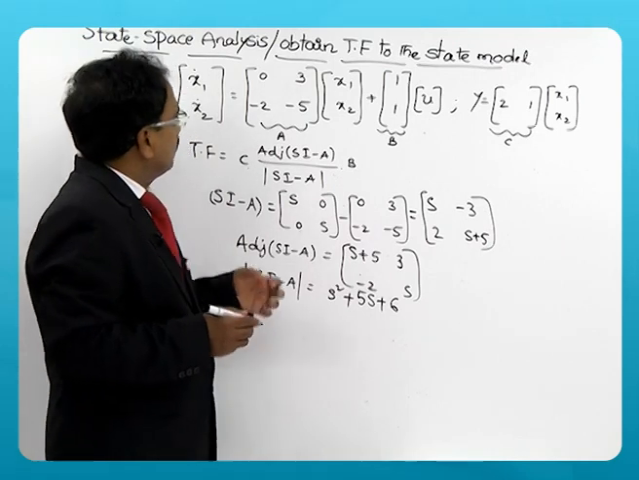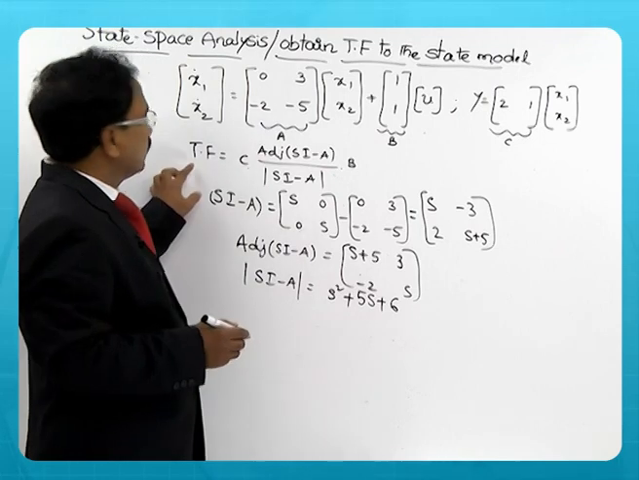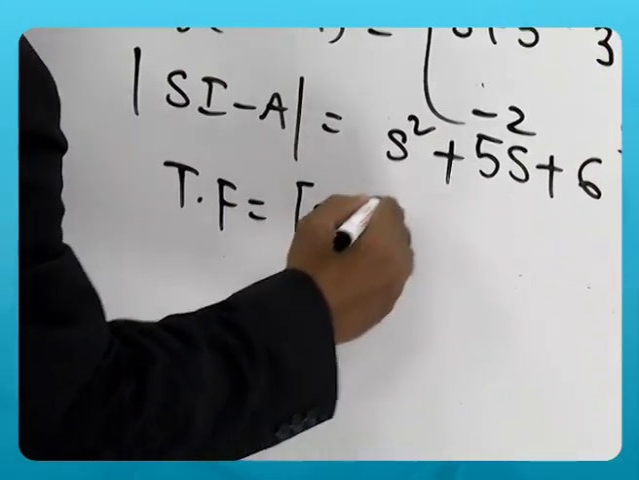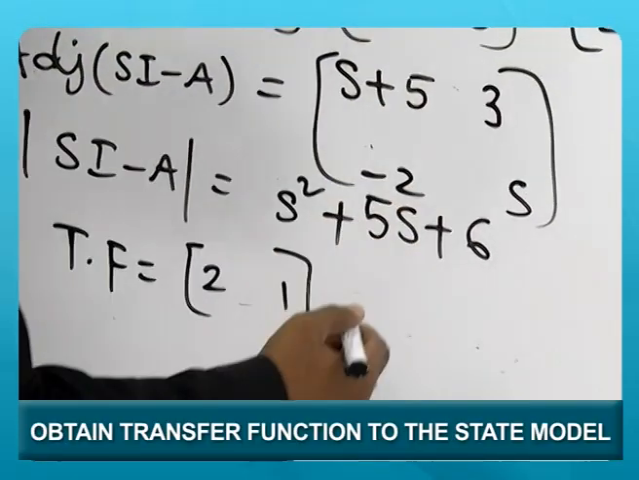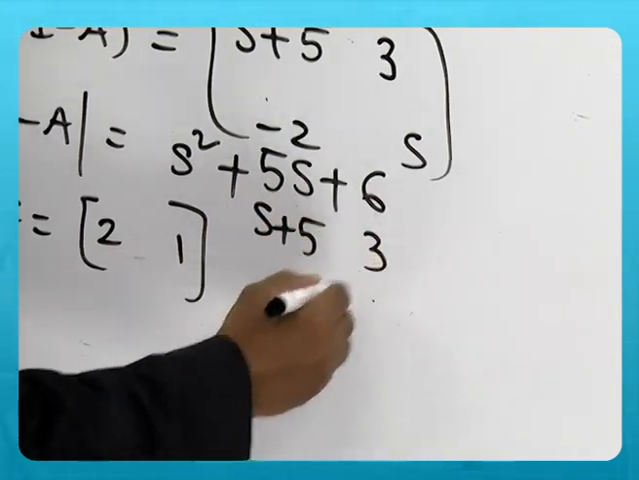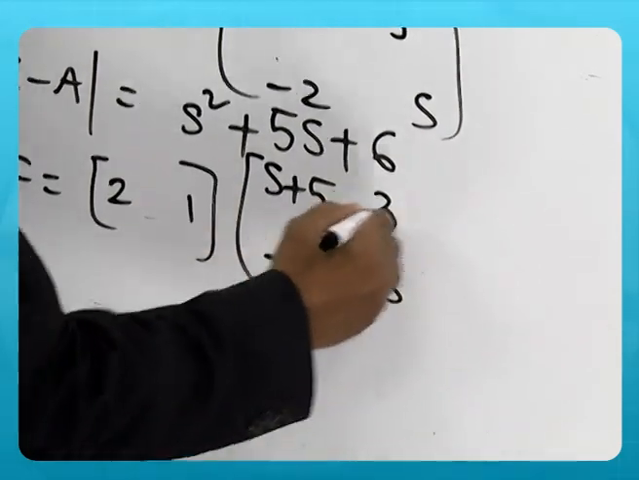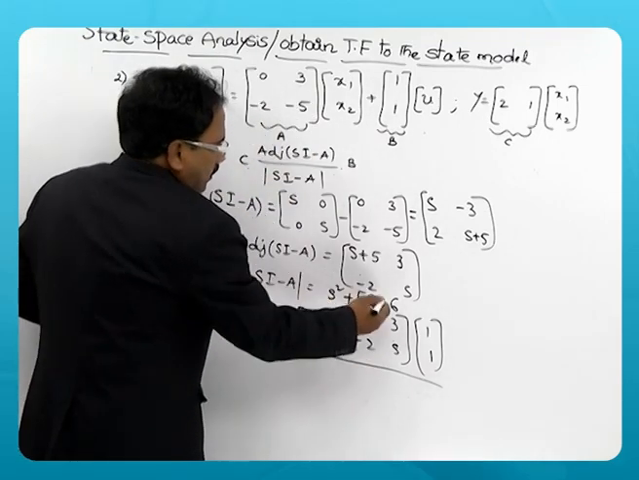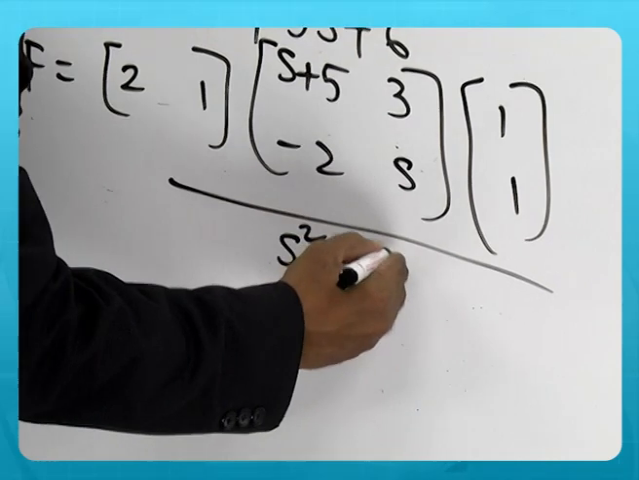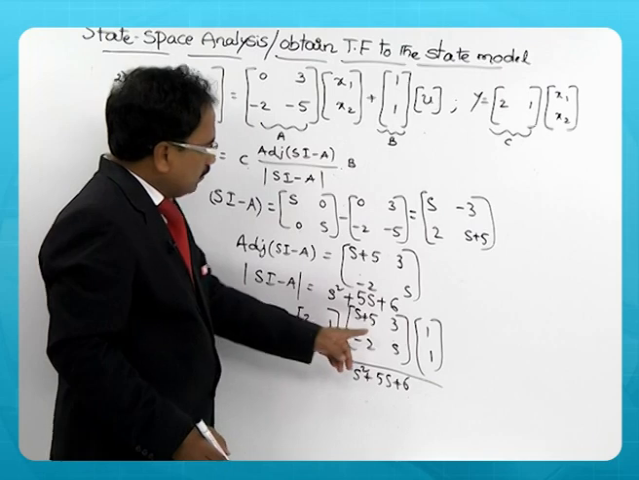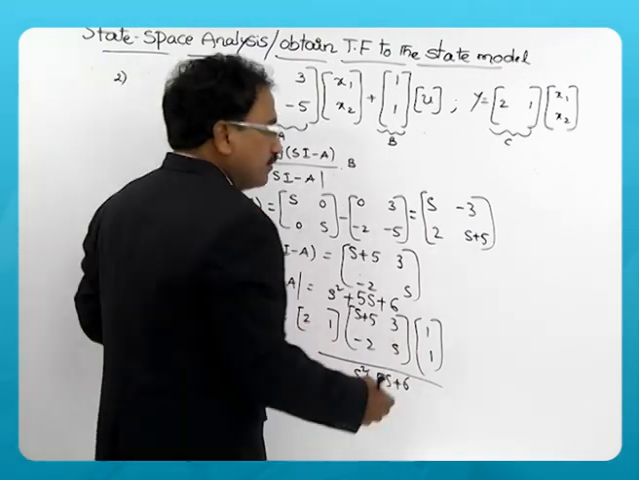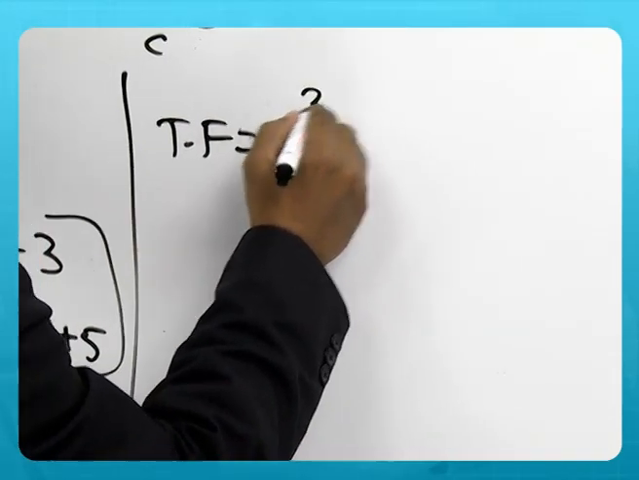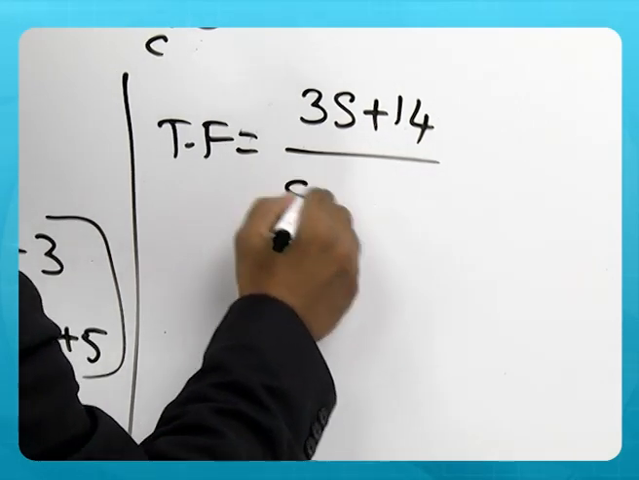Now substitute C and B and all these four parameters to get the transfer function. So the transfer function is the C matrix, given by 2 and 1, then the adjoint A that you got, which is s plus 5, 3, minus 2 and s. This is adjoint A, and the B matrix is 1 by 1, divided by the determinant of sI minus A, which is s square plus 5s plus 6. Now you multiply these two matrices, then the resultant is multiplied with this. So you get the transfer function as 3s plus 14 divided by this characteristic equation.